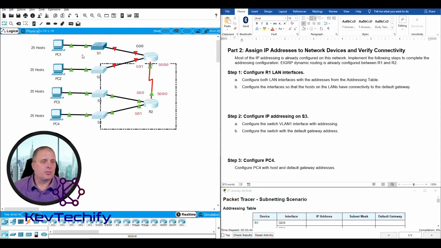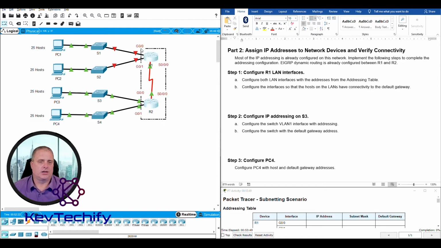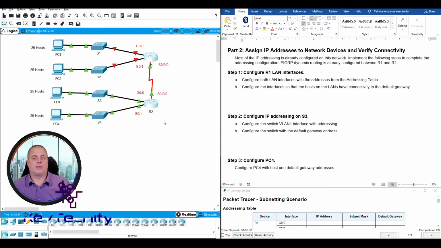EIGRP, a routing protocol, is already running on these two routers, and that's configured between the connections here. They'll share network information back and forth. Step 1, configure the R1 LAN interfaces.